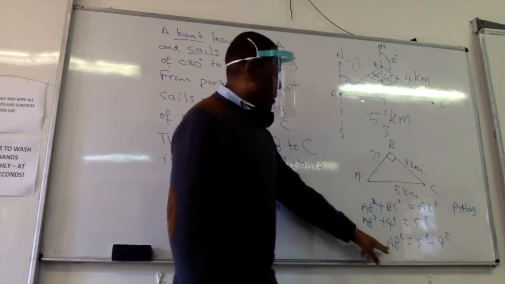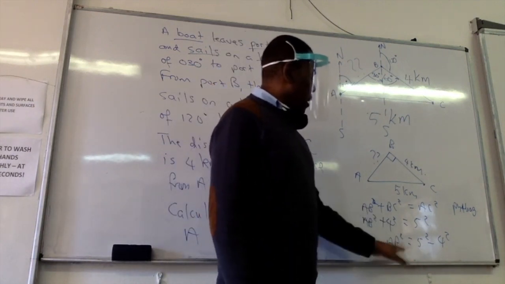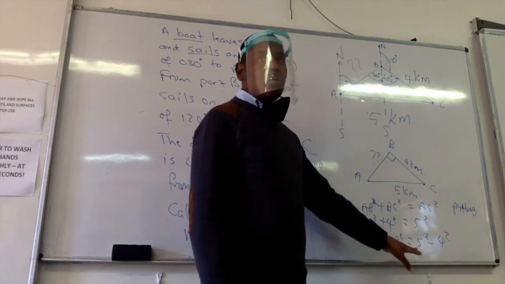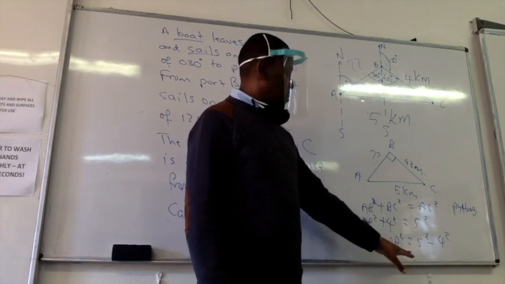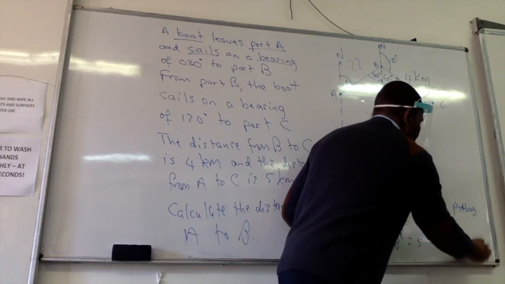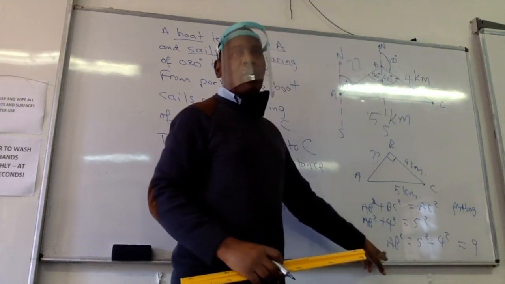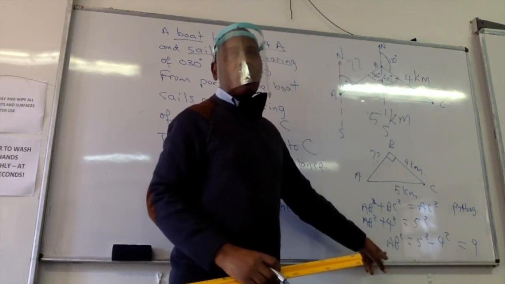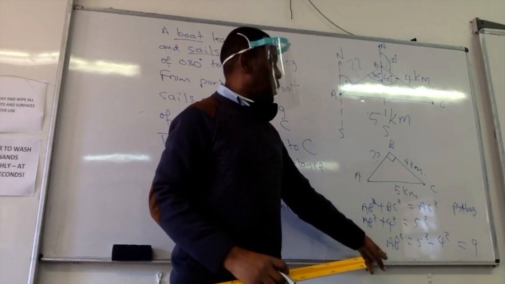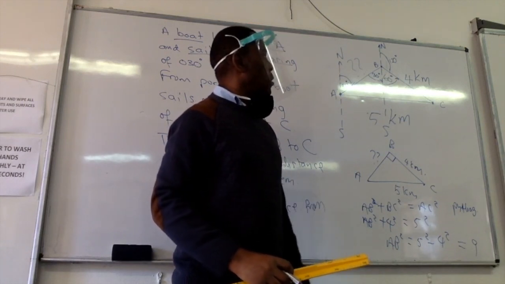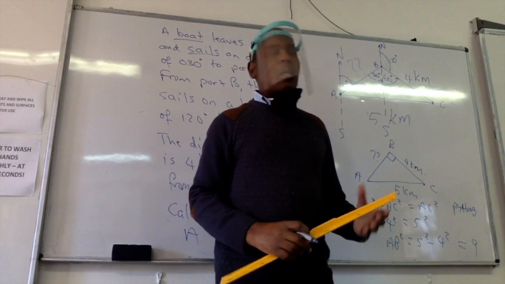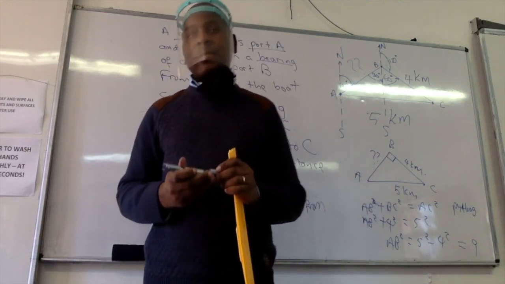Because you will notice that AB squared will be equal to 9, right? So AB squared will be equal to 9. And then to get AB, you need the square root of AB squared. And that is equal to 3. Therefore, the distance between A and B should be 3 kilometers.